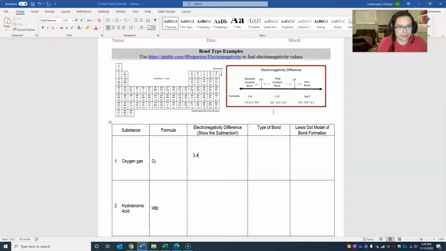Electronegativity of oxygen is 3.44, and it is bonded to another oxygen, so the second atom has an electronegativity of 3.44 also. If I subtract one value from another, that gives me 0. There are no units. Electronegativity is just a number. So for type of bonds, I'm going to go to my chart here, electronegativity differences, and if it's between 0 and 0.4, the type of bond is nonpolar covalent.